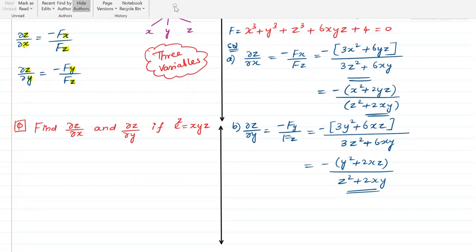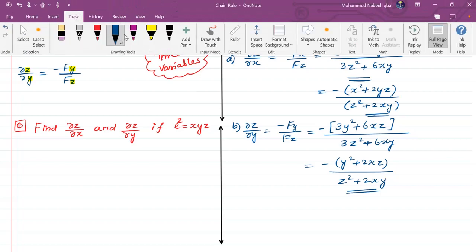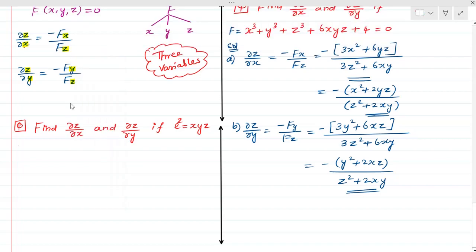So using this, you can find the values. Now we will solve the last problem of this video. The function is given. I have to bring everything to the right side, so f is equal to e power z minus xyz. Now dou z over dou x is given by minus fx over fz.